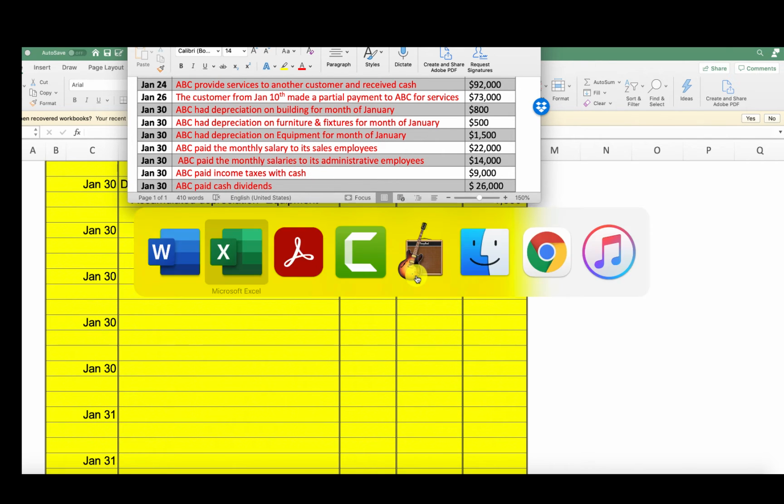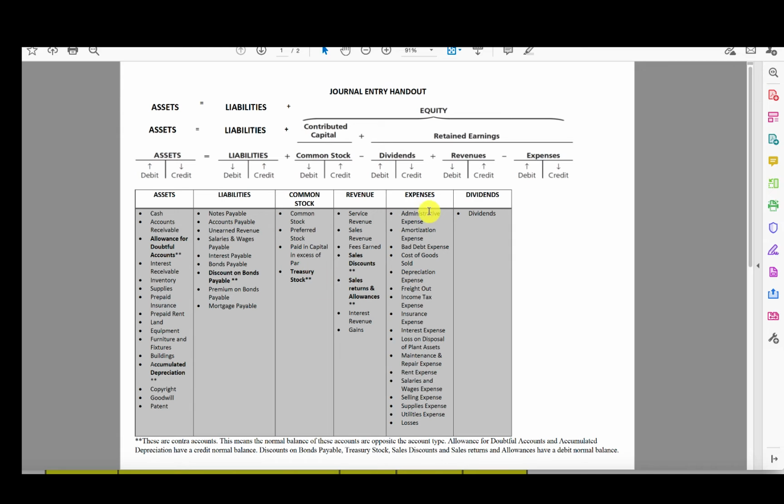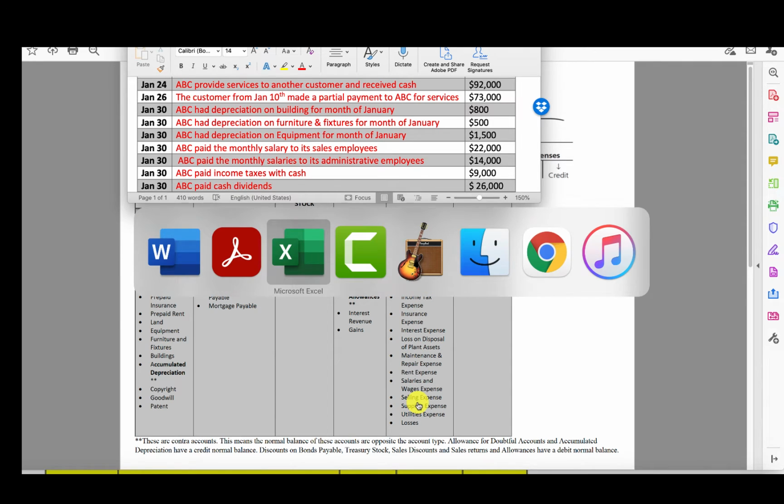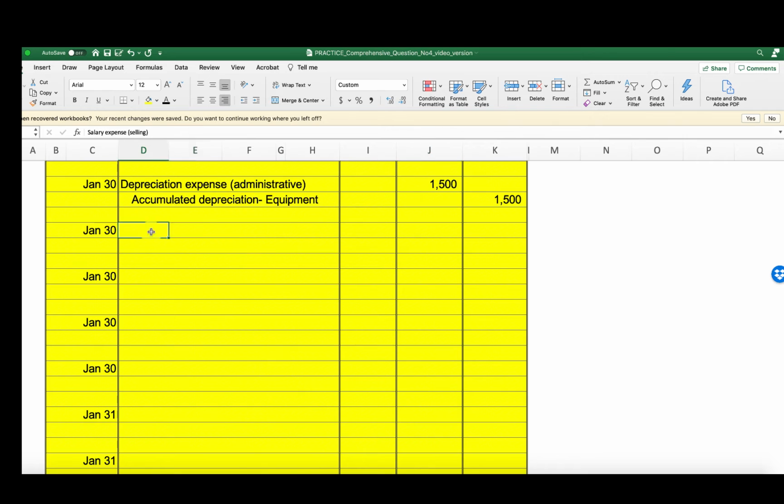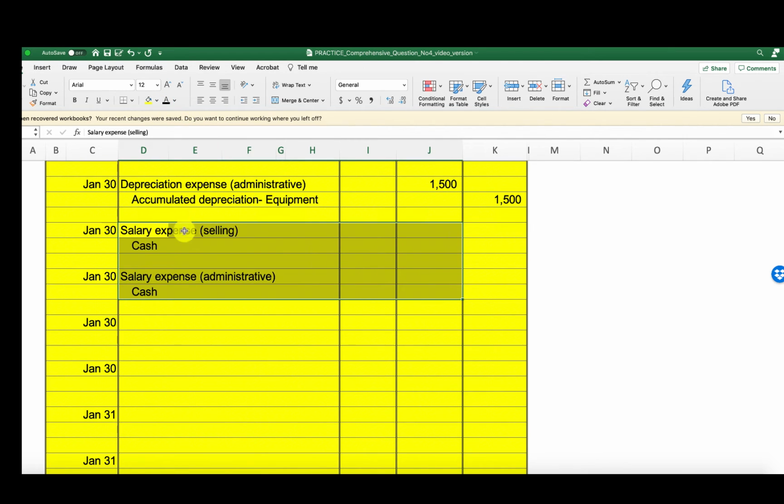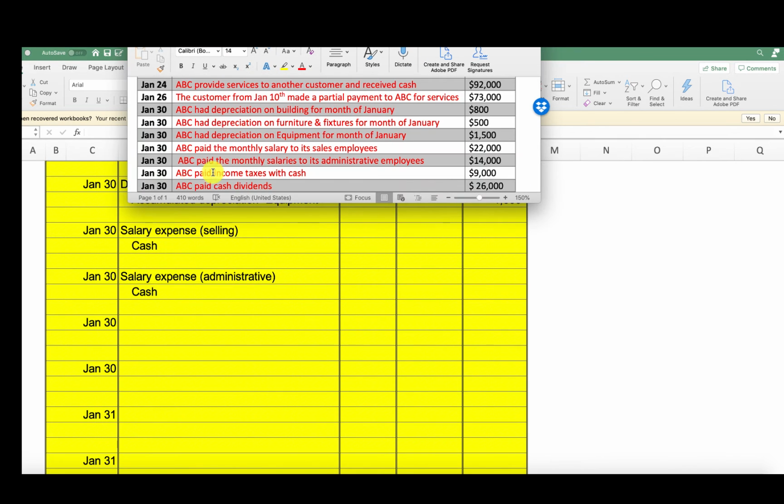So the best account for that is going to be salaries expense. Again, when a company receives services, that's an expense for the company. So it's going to be salaries expense or salaries and wages expense, or sometimes you'll see wages expense. Really doesn't matter what you call it. But in these two entries, you're going to have a debit to the salary expense selling. One is salaries expense administrative, and you're going to have a credit to cash.